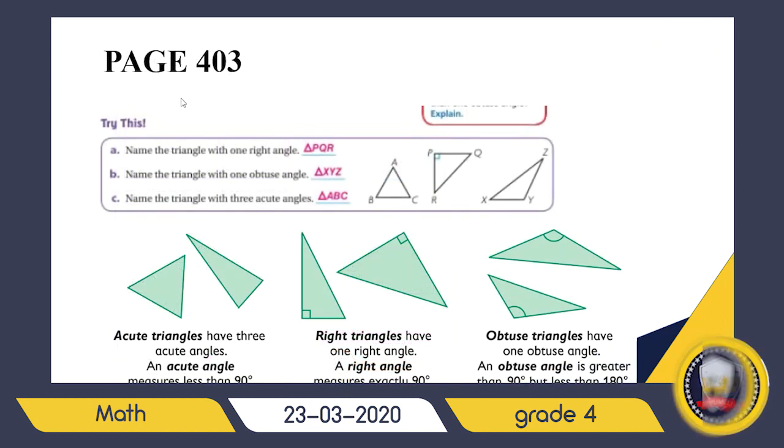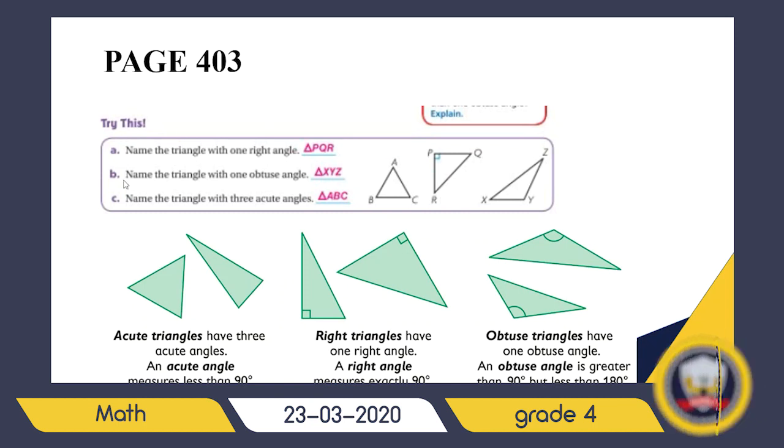Okay, page 403 again. Try this part. It says name the triangle with one right angle. So, which one includes a right angle? The middle one, right? Perfect. So, we can say triangle PQR. Triangle RPQ, doesn't matter, you can switch their place. So, this triangle represents a right triangle.